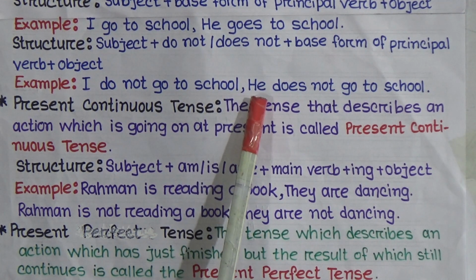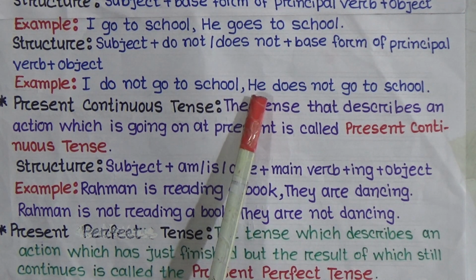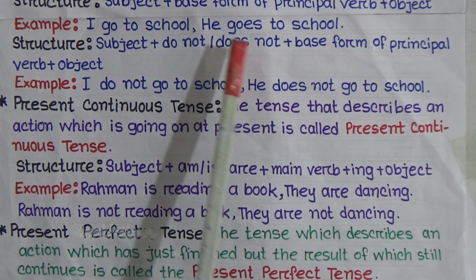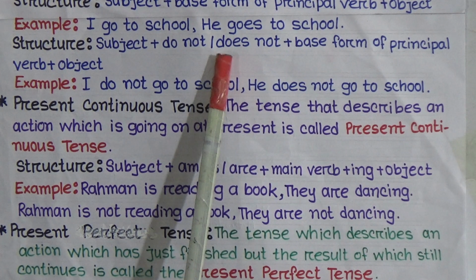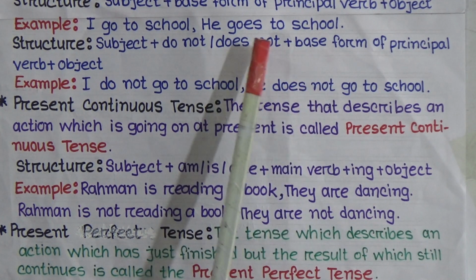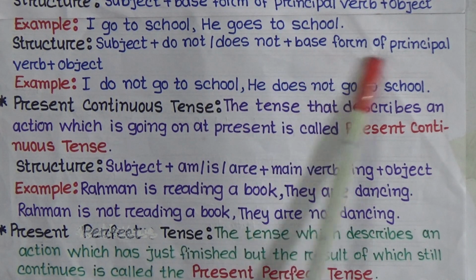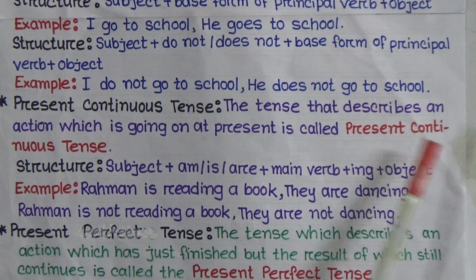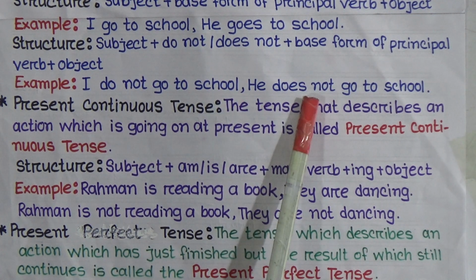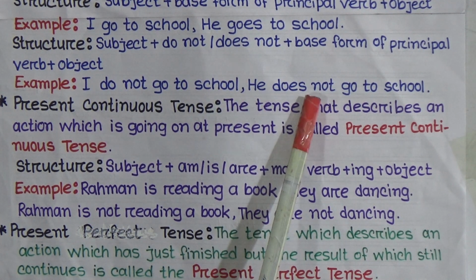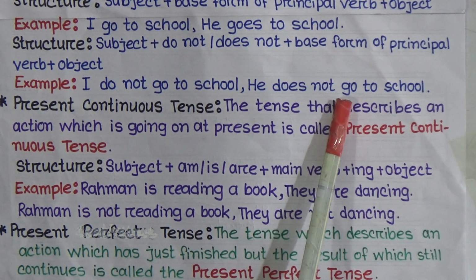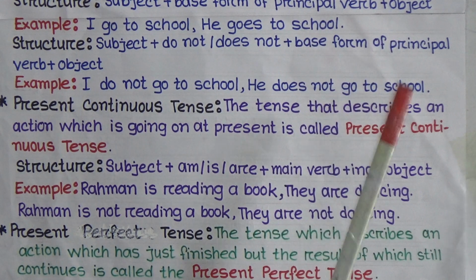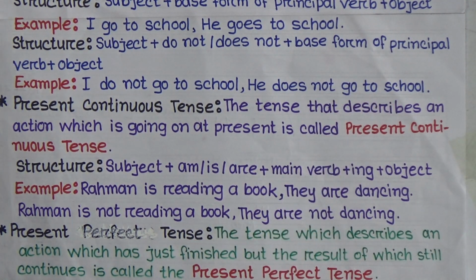Here look, the subject is he, third person singular number, and while making it negative, we have to use does not. From the structure, we have to take does not. So we have taken does not, and after using does not, we have to use the base form of the principal verb. So we have written go. Keep in mind that after using do not or does not, it will always be the base form of the principal verb. He does not go to school. I hope the concept is clear to you.